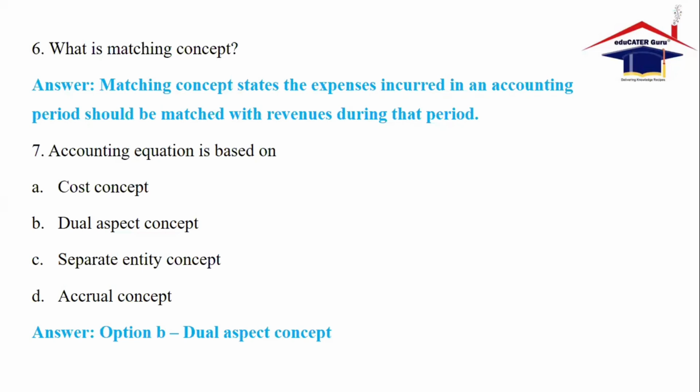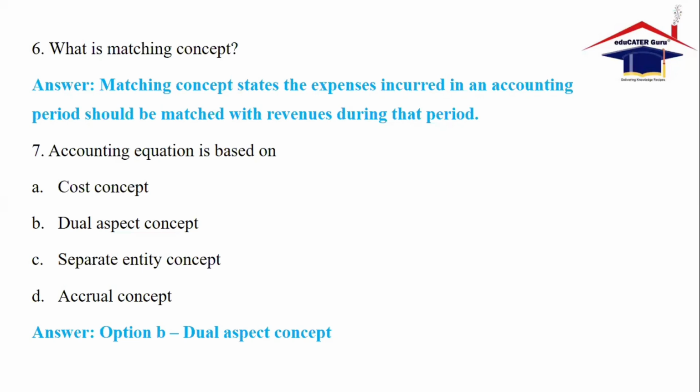Accounting equation is based on option A cost concept, option B dual aspect concept, option C separate entity concept, option D accrual concept. Answer is option B dual aspect concept. Accounting equation is a dual aspect concept. I hope you know the accounting equation. Asset is always equal to liabilities plus capital.